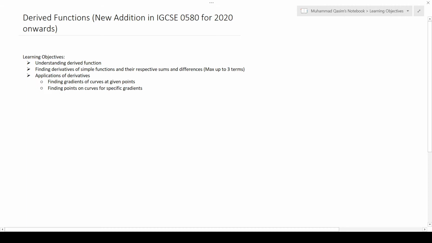I will explain this bit later on. Applications of derivatives. I have split them into two. The first one is finding gradients of curves at given points, and the second one is finding points on curves for specific gradients.